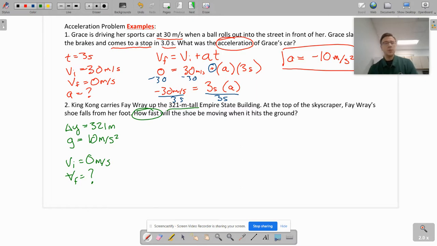So the first question that we want to ask ourselves is, does the problem involve a change in position? Meaning, did it either give it to us or are we solving for it? The answer in this particular problem is yes. We have been given the change in position. So that eliminates the first equation, the one that we used in the previous problem. And now we need to choose between the other two.